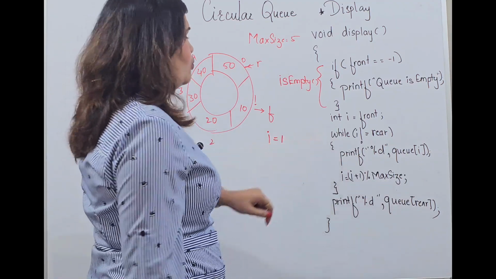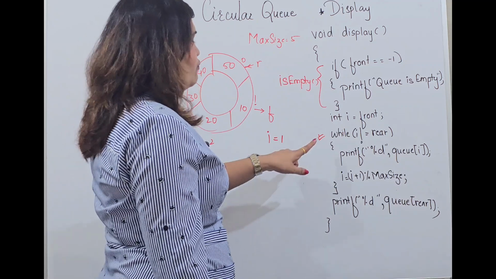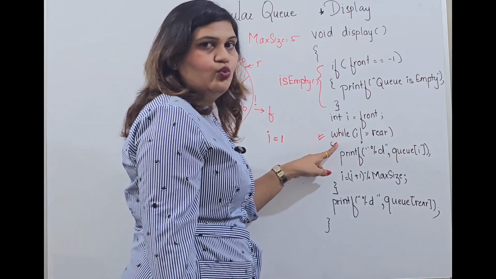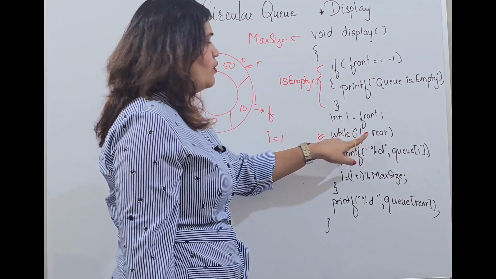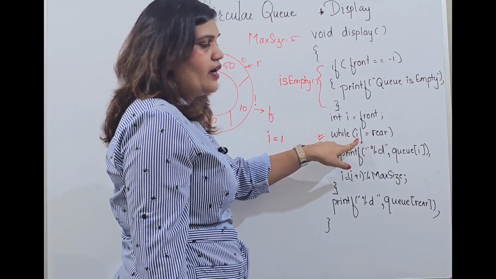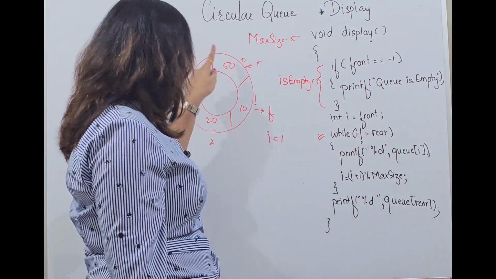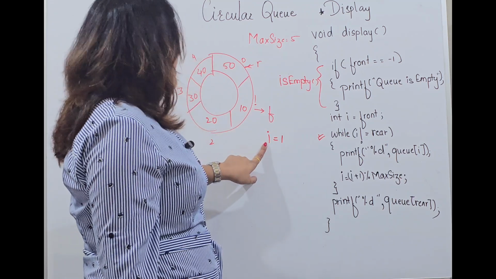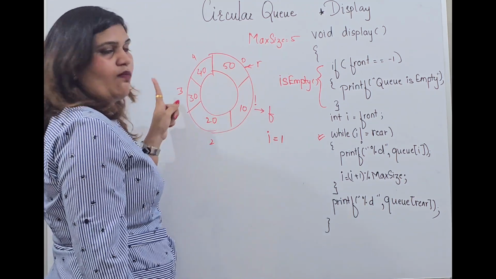Now I have taken a while loop over here. You can use any of the conditional loops. I have taken a while loop for me to travel through this particular queue. What is that loop? While my i has not reached its rear. While the value of i, which is starting from 1, because my front for this particular queue is 1. So while my i is not equal to rear, I need to travel.